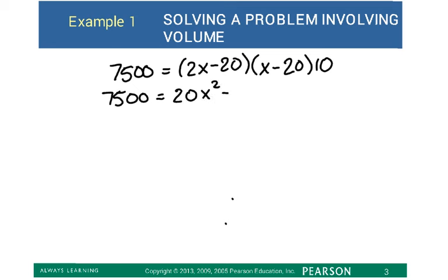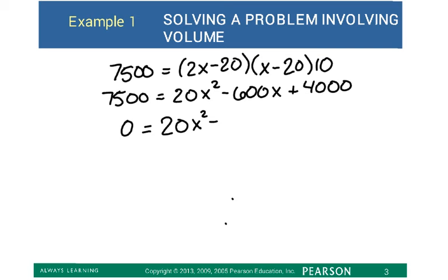20x squared minus 600x plus 4,000. All right, so now we have a quadratic equation here, and normally with quadratic equations, the first thing that we need to do, other than FOILing everything out, is to set this thing equal to 0. Right now it's set equal to 7,500. So subtract the 7,500 on both sides of the equation, so we can say this side is 0.